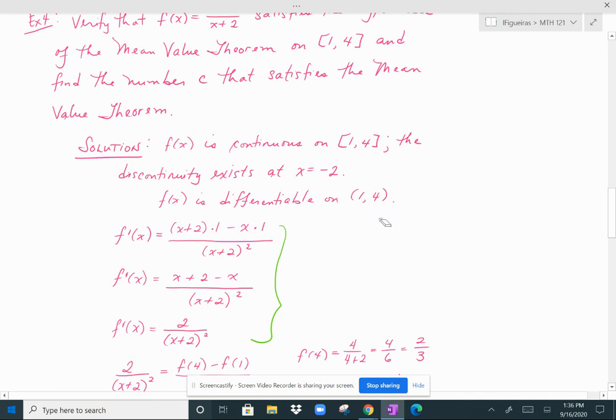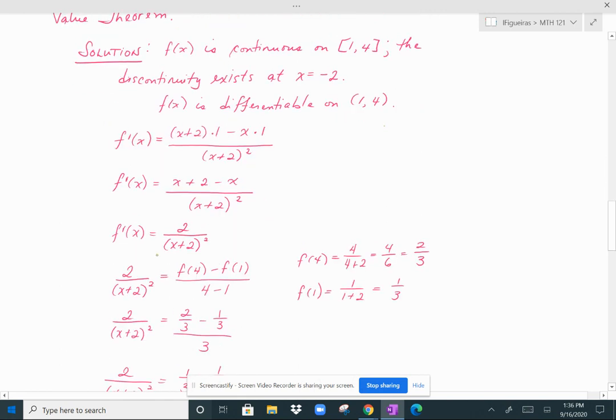Okay, so we are ready to set up our equation for the mean value theorem. So I have the left side, which is my derivative, and you can write it in terms of x or c, it's up to you, is equal to, and now using the formula, it's f of 4 minus f of 1 over 4 minus 1. So when you're plugging in on the right side, you are plugging into the equation itself. So what is f of 4? That's right here. That's 2/3. What is f of 1? Plug it in here. That's 1/3.